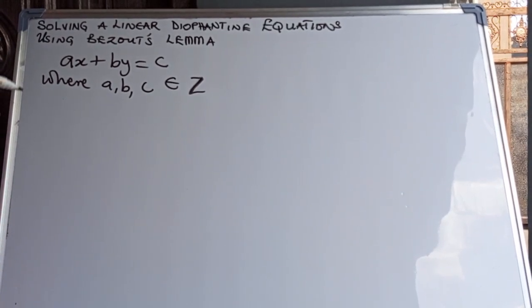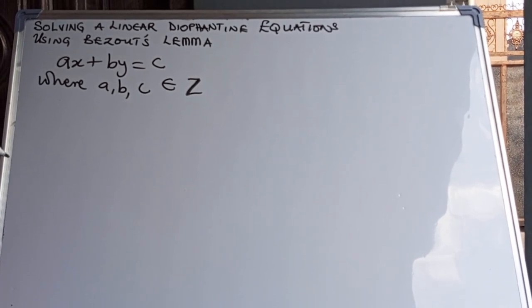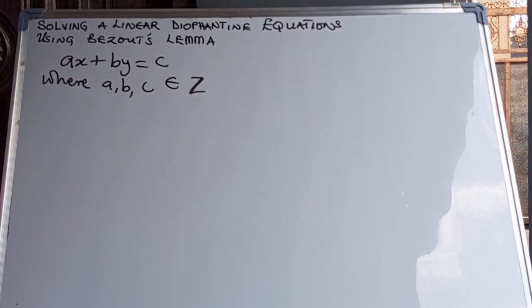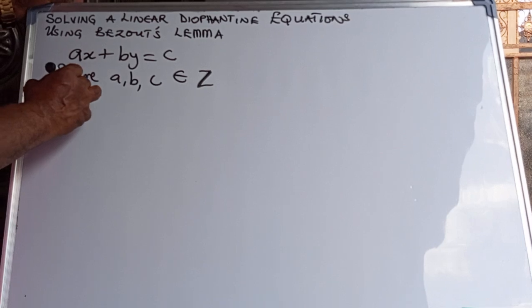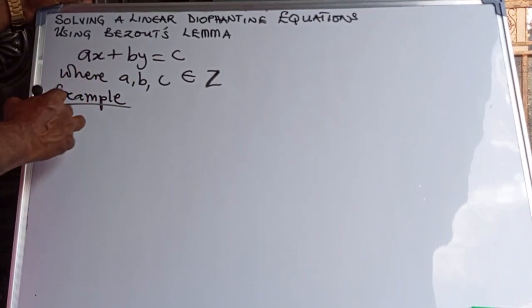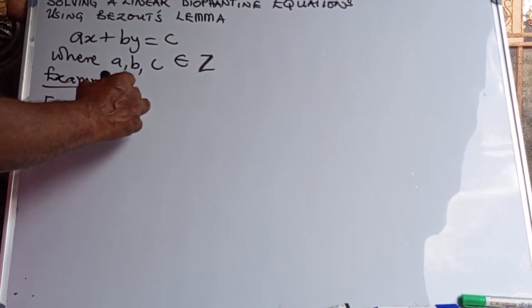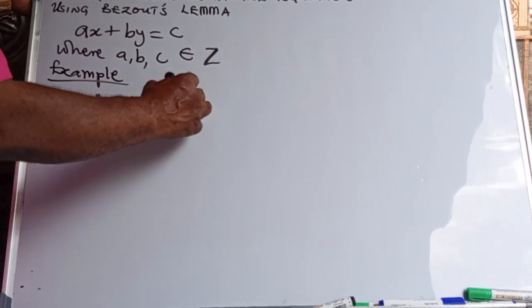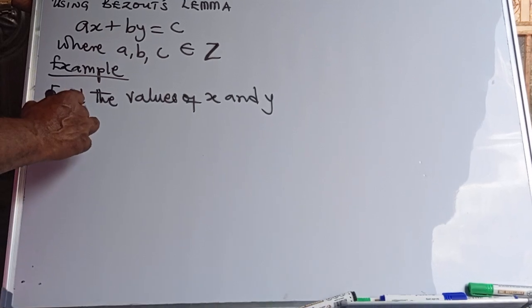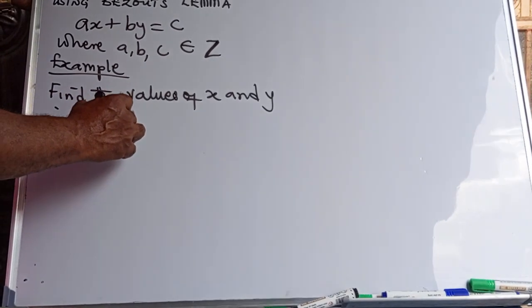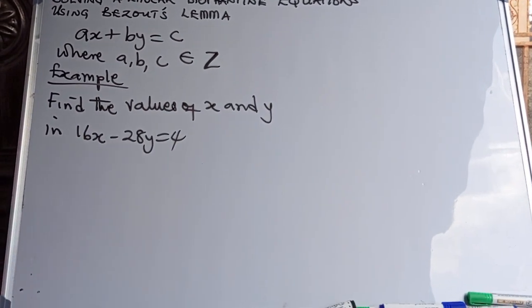In that simple sense, for us to do this, we need to have a reverse of our previous example, which was on Euclid's algorithm. So, let's take an example. Given the question, find the values of x and y in 16x minus 28y is equal to 4. So, how do we begin to do this?